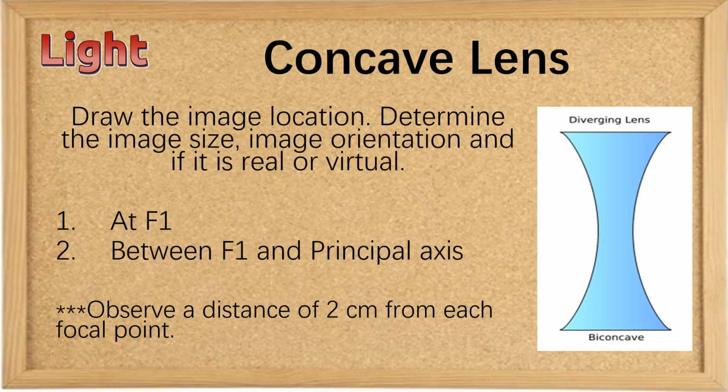So this is your homework for your concave lens. This time the object is placed at F1 and between F1 and the principal axis. Write this one in your science notebook. Please observe the distance of 2 centimeters from each focal point. You are going to draw the image location, the image size, image orientation, and whether the image is real or virtual.